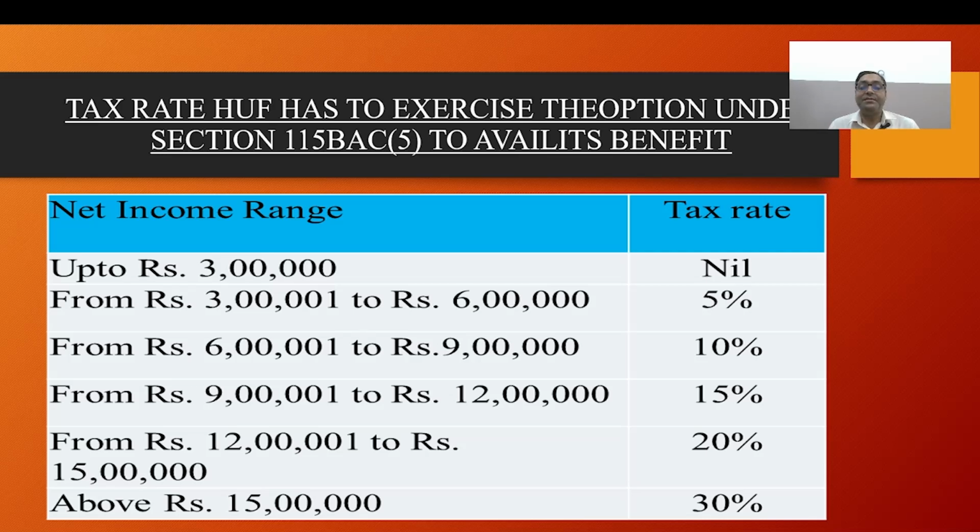Up to 3 lakh rupees is nil, 3 lakh to 6 lakh is 5%, which means 3 lakh at 5% is 15,000. From 6 lakh to 9 lakh, 3 lakh at 10% is 30,000. In total, 5% and 10% come to 45,000. From 9 lakh to 12 lakh is 15%, 12 lakh to 15 lakh is 20%, and above 15 lakh is 30%.